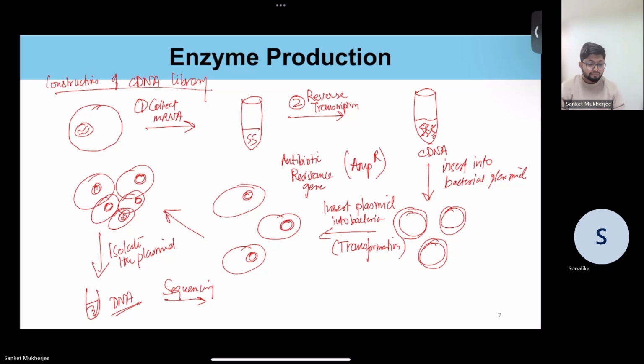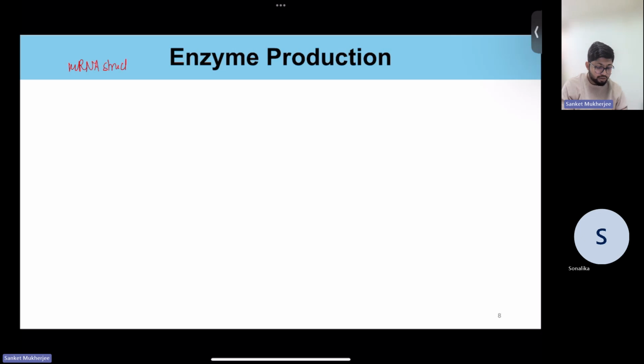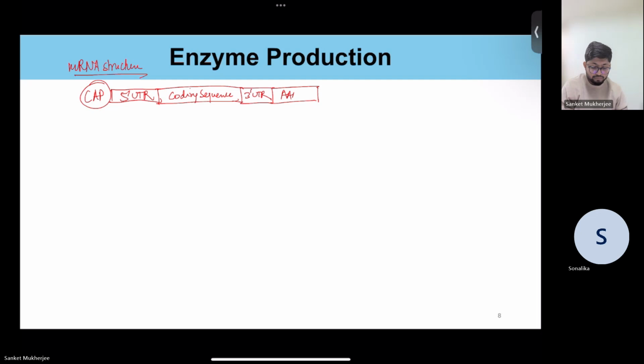Now, talking about the mRNA structure, how does it look? So the mRNA structure usually has a 5' cap. Then there is a 5' untranslated region. This is not translated. They do not produce protein. There's a coding sequence in between. And then there is a 3' UTR. And then there is a poly A tail, as long as 20 A's. So this is the poly A tail.